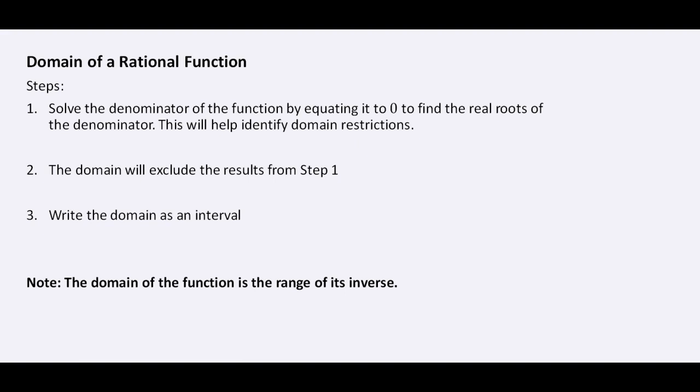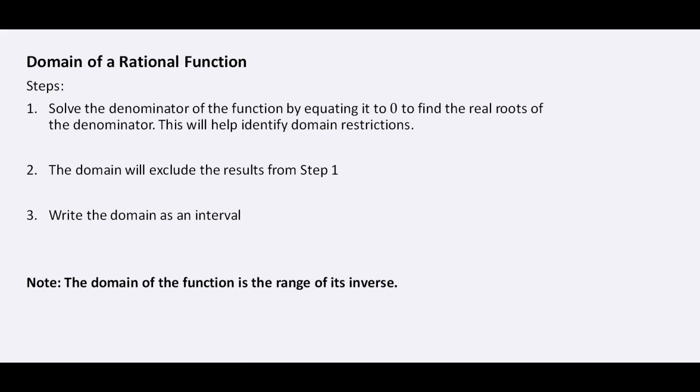Now, how do we find the domain of a rational function? We want to solve the denominator of the function by equating it to 0 to find the real roots of the denominator. These will help us identify the domain restrictions. What that means is we're going to find the values for which the function will be undefined. The domain will exclude the results from step 1, and then we're going to write the domain as an interval.